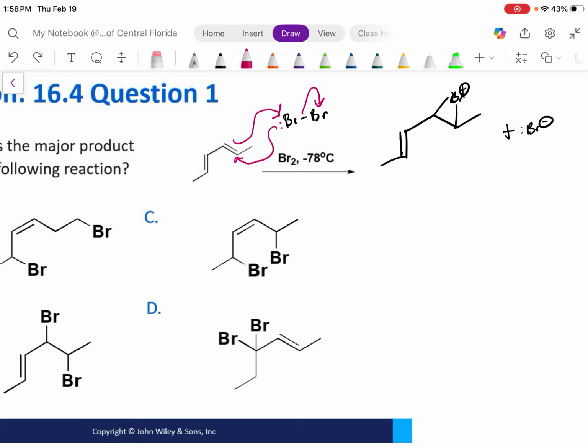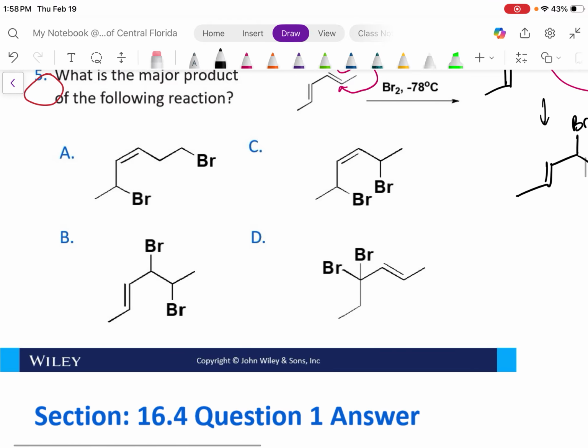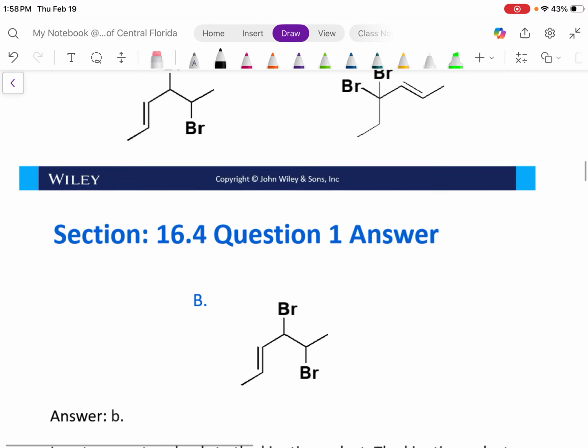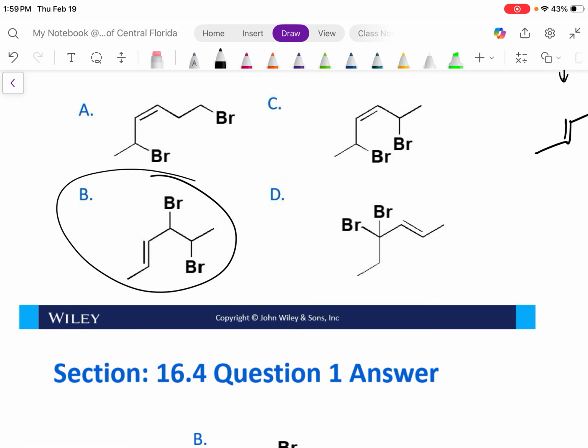Come in. Go like that. And so we would have a BR there and then a BR there with this double bond still there. Just like that. So that's our 1,2 product. What is the correct answer choice? Is that what we have? It should be B. Question 9 is the next one.